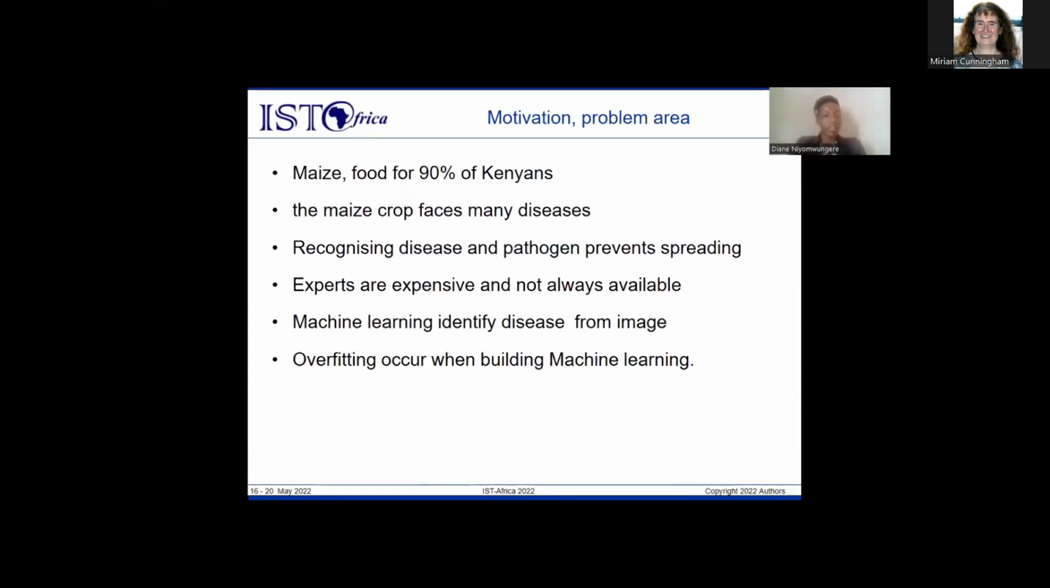Motivation. Maize is a staple food for over 90% of Kenyans, according to Untitled. And one of the main challenges that the maize crop faces is the presence of many diseases. Recognizing maize disease and its pathogen helps at preventing the disease spreading throughout the field, as some are spreading very quickly. Consequently, farmers consult experts who are expensive and not always available.